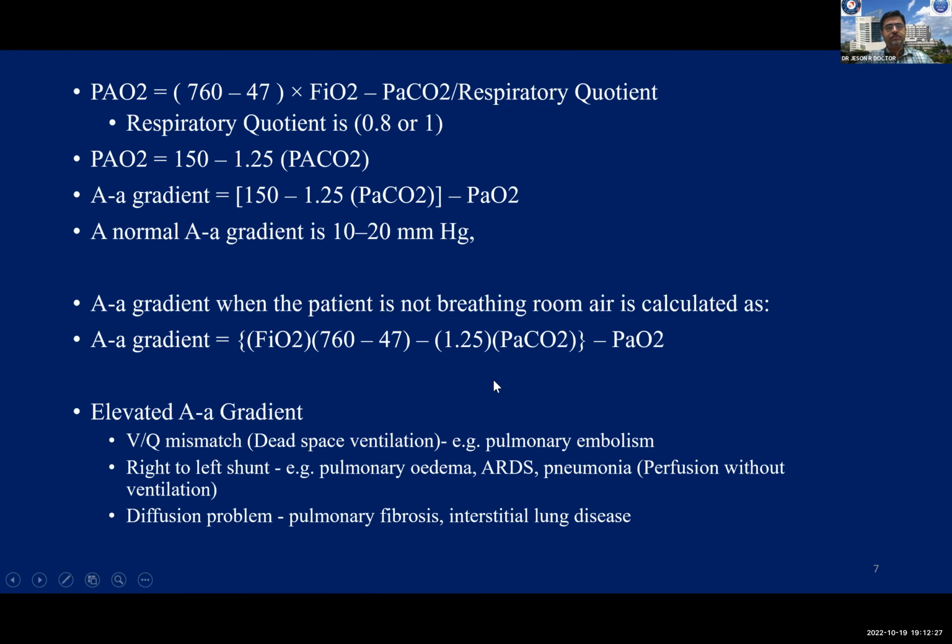Now, what are the conditions in which you will get an elevated alveolo-arterial gradient? When you have dead space ventilation, that is zone 1 in the lung, where there is overdistension of the alveoli, and as a result there is dead space ventilation like pulmonary embolism. There is no gas exchange taking place. Then you have right-to-left shunt, that is pulmonary edema, ARDS, pneumonia. And when there is a diffusion problem like pulmonary fibrosis and interstitial lung disease.